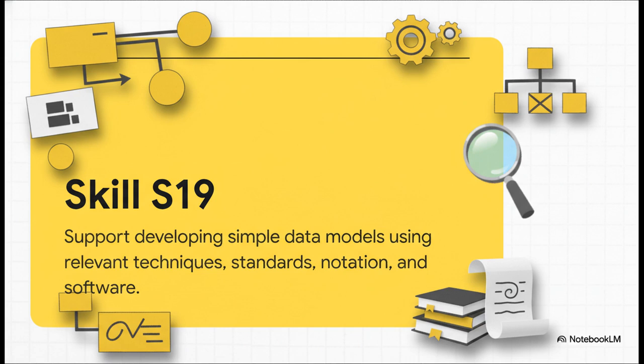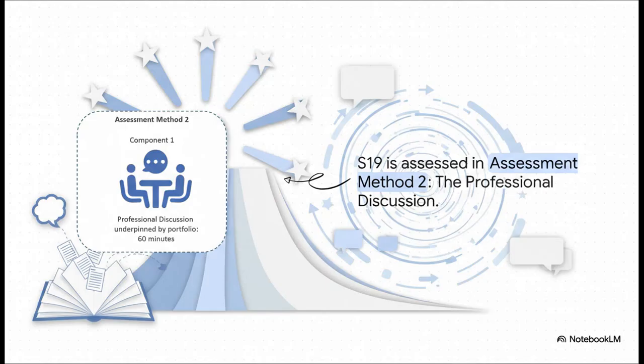But first things first, how is this actually assessed? Right, so as you can see from the EPA plan, S19 falls under Assessment Method 2. This is not some written exam where you just regurgitate facts. It's a professional discussion with an assessor. And here's the crucial part. That entire discussion is underpinned by your portfolio. That means your evidence can't just be good enough. It has to be a perfect launchpad for a brilliant conversation.